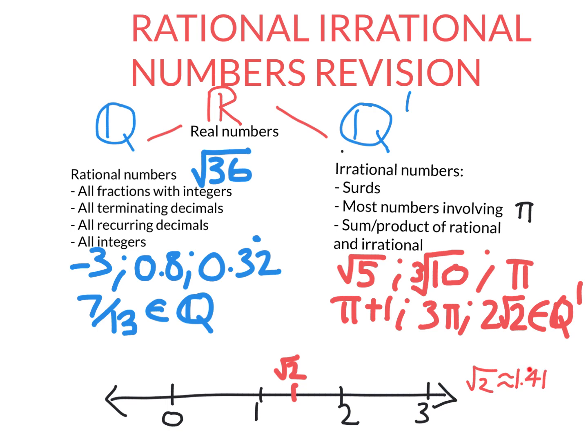1.41 is rational. It's a terminating decimal. And we often use rational numbers to approximate irrational numbers when we're doing maths. All right, let's now look at using rational and irrational numbers in solving equations.